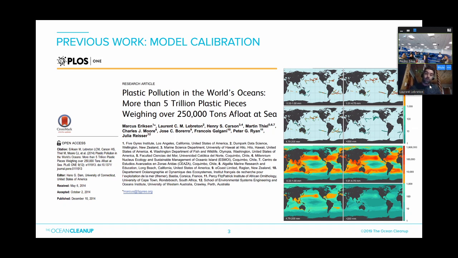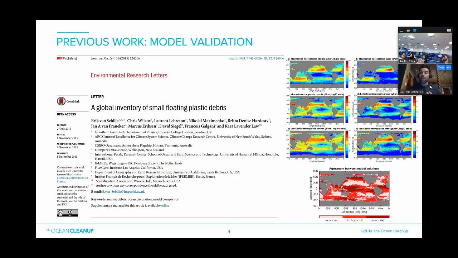In another paper later on, we worked with other modelers. At that time, there were three main global models proposed: one from Nikolai Maximenko, one from Erik van Sebille, and another one from me. We did the exercise we had done with Marcus Eriksen, only for microplastic data, and we tried to get the best estimates of surface accumulation from the three models.